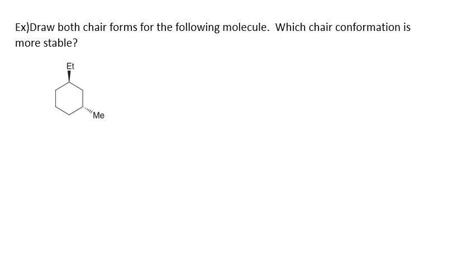Okay, so this is a typical problem for a di-substituted cyclohexane. We're going to draw both chairs and we're going to determine which is more stable. So remember, your ethyl is on the top face and the methyl is the dash that's going to be on the bottom. So let's draw the first chair. We're going to put our substituents in.